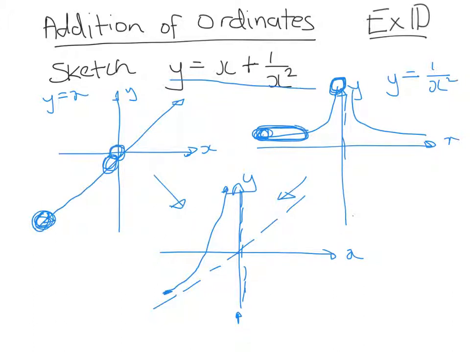Now, if we're adding on this bit here to this bit here, see how the small values of x are really small y values here, but the small values of x are really big y values here. So if we add a small y value and a large y value, we'll get a graph that looks like that.